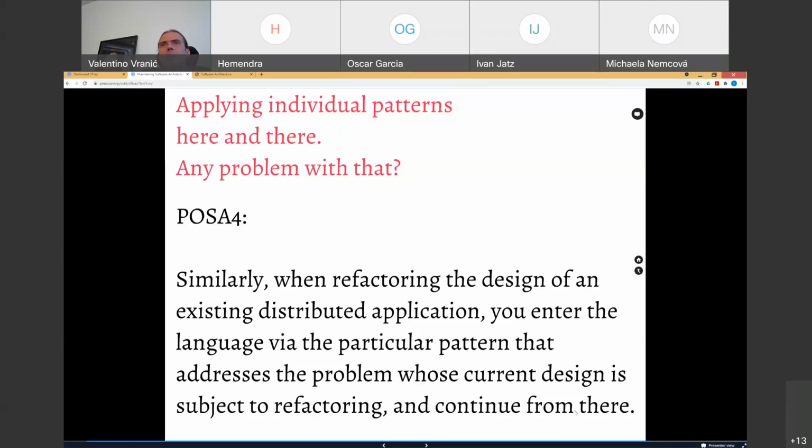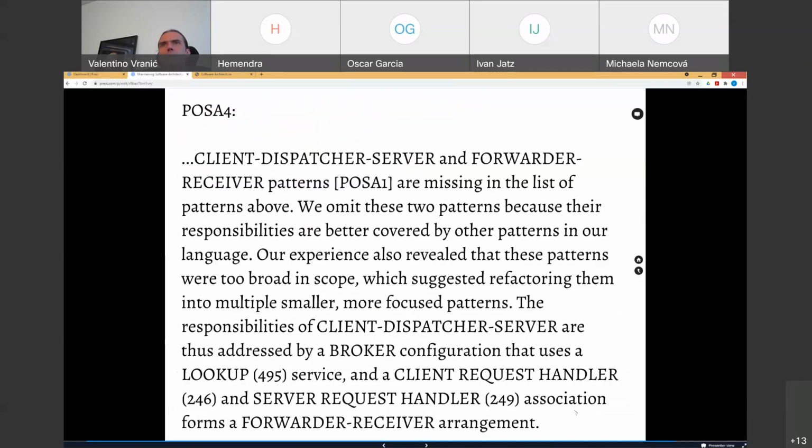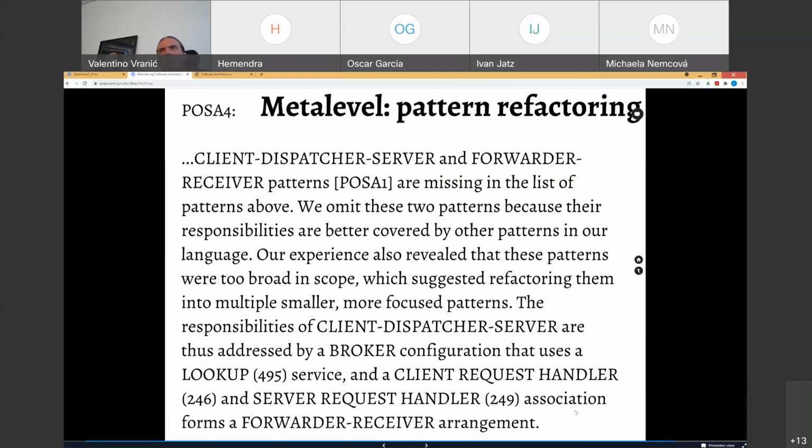So we are talking here about parts of software, part of pattern languages applied. So here is a kind of example. So client dispatcher server and forward receiver patterns, or whatever. I'm not sure that we need to discuss this at the moment. Let's leave it like this, so we get back to this kind of discussion. This was just to mention the idea of the example itself.